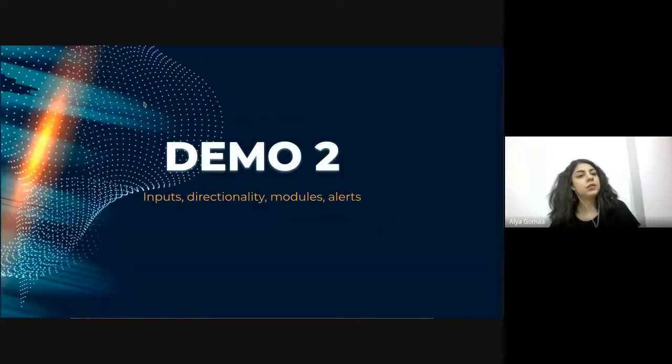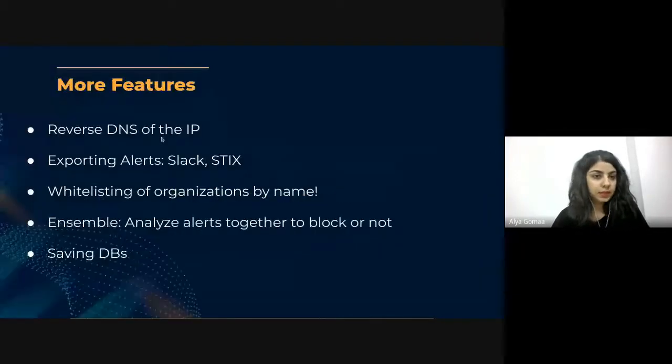We have more features, like the reverse DNS of the IP. We can export our alerts to Slack or in STIX format. We have the whitelisting of organizations by name. So you can say, I don't want to get any alerts or flows from google.com. You can just add Google to our whitelist, and Slips will automatically ignore all flows and alerts by Google, so you can focus on more important stuff.